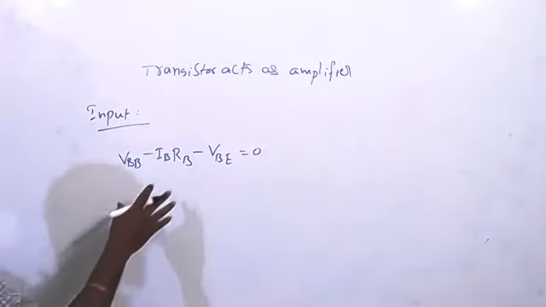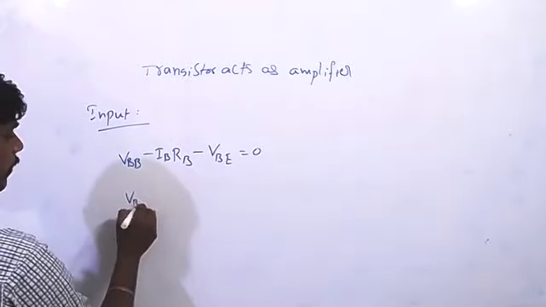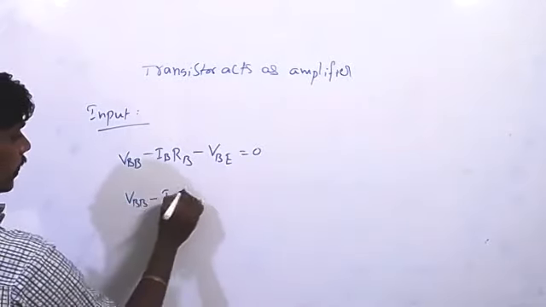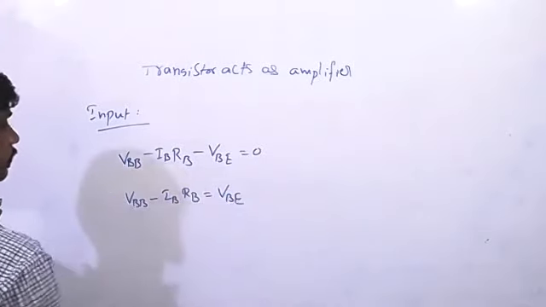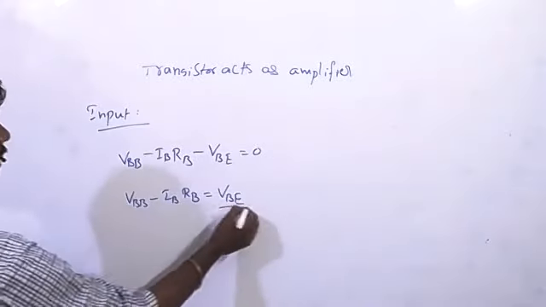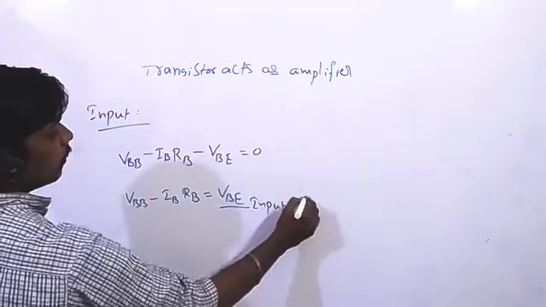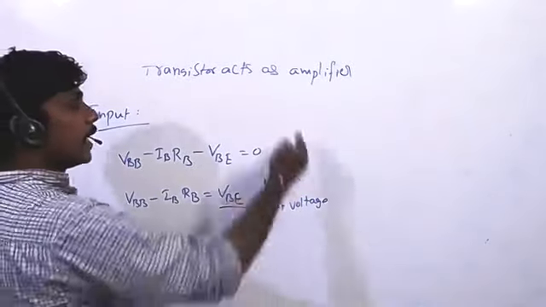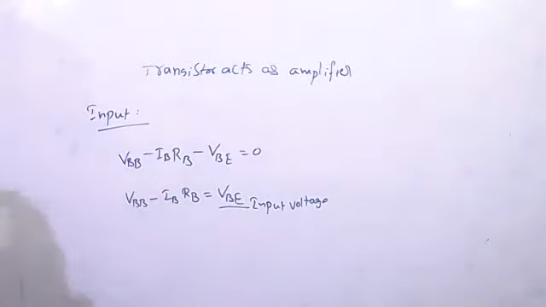It is the input equation actually. So VBB minus IB RB equals VBE. This VBE is the input voltage. Where will we apply the input voltage? At the emitter base junction we will apply it. Emitter base voltage is called the input voltage.